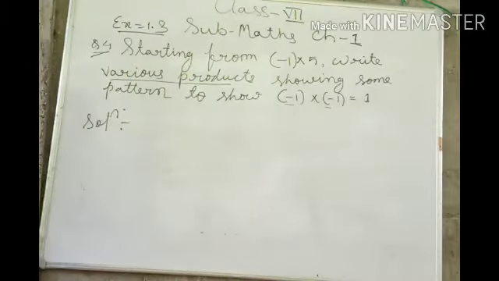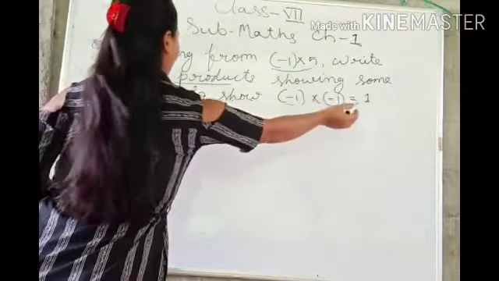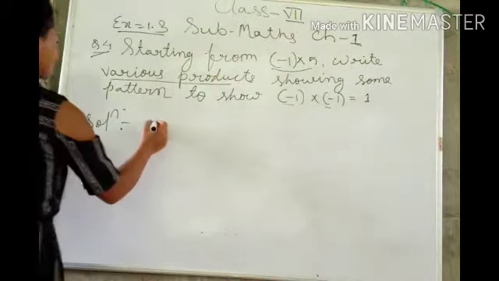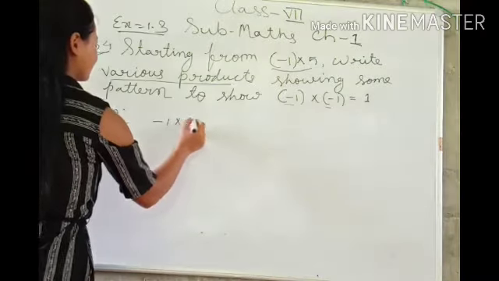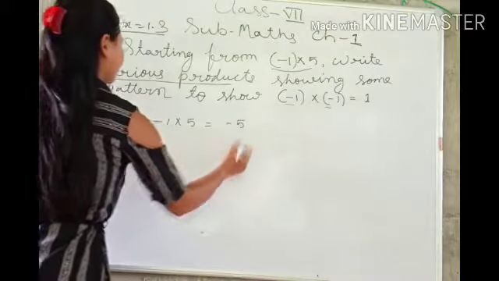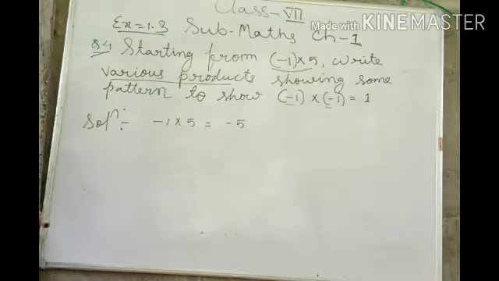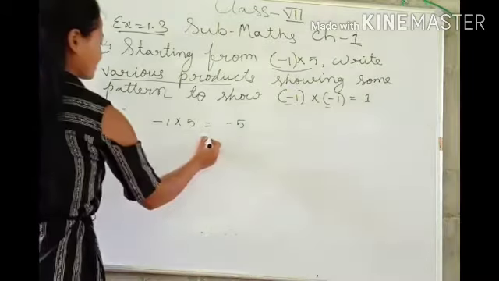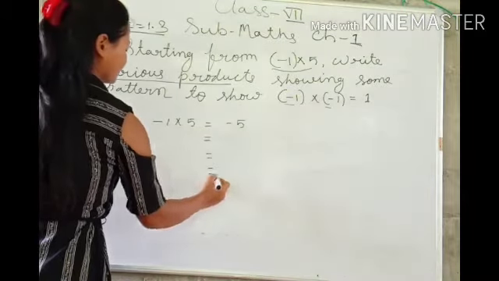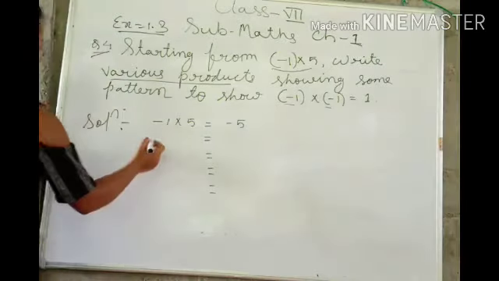So you have to write some pairs, some products, starting from here, and you have to get -1. First the given equation is this one. This is equal to how much? -5, because minus and plus is minus, and 1 into 5 is 5. But what do we have to find? We have to write some more equations and the answer should be 1. So I will write some pattern.